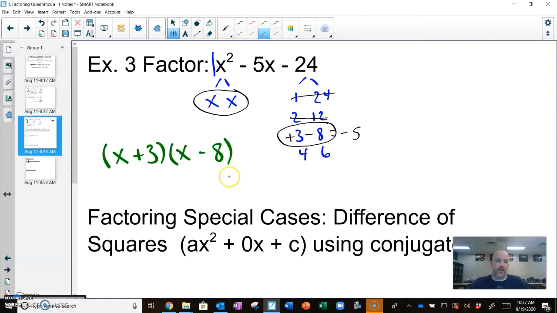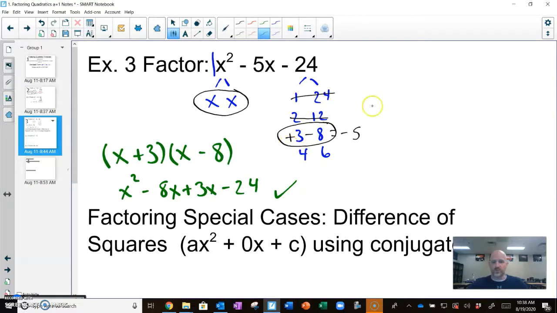If you ever want to check your factoring, just multiply it together and see if you get the original. x times x is x squared. x times negative 8 is negative 8x. Positive 3 times x is plus 3x. 3 times negative 8 is negative 24. Negative 8x plus 3x gives you negative 5x. Negative 24, that works. x squared, that works. So you can always check your work to make sure that you're doing it correctly.